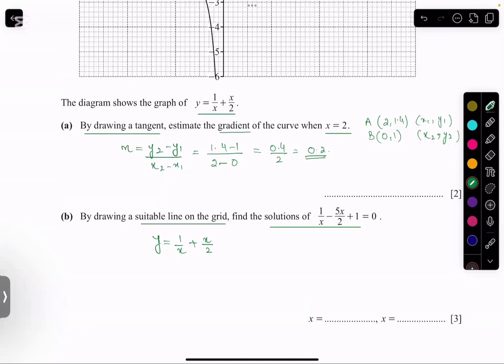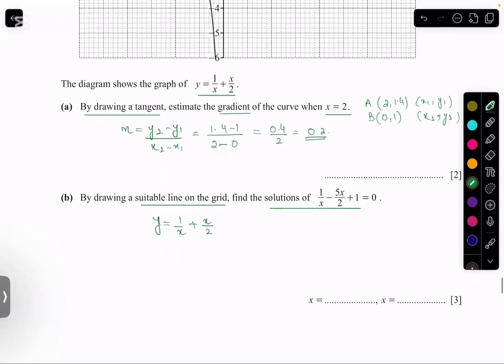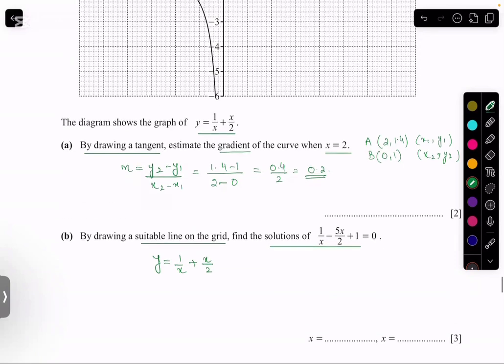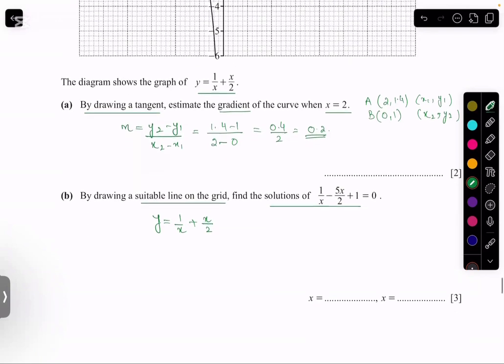And they're saying by drawing a suitable line on the grid, find the solutions of the equation. Now this does not mean that I have to draw the line for this same equation. Suitable line means that first thing is I should have the equation which is actually given in the question, whose curve we have either already drawn in a previous part or is given. So the given graph is for y equals 1 by x plus x by 2.